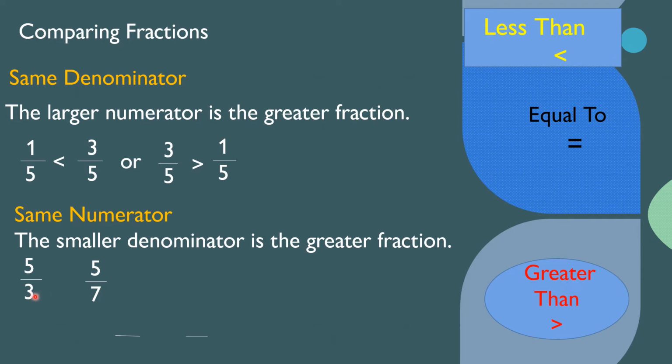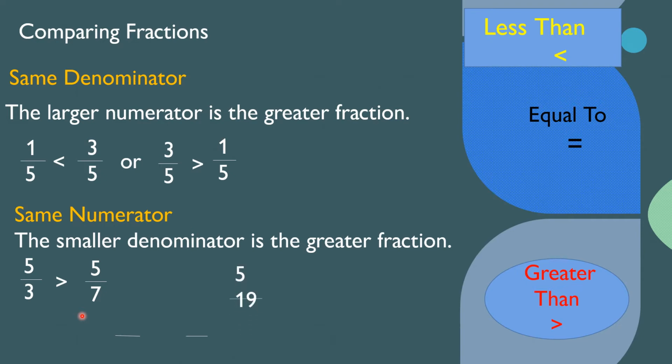So, 3 is smaller than 7. Ibig sabihin, itong fraction na to ay mas malaki kaysa sa 5/7. So, ang ilalagay natin na comparison symbol is greater than. So, 5/3 is greater than 5/7.